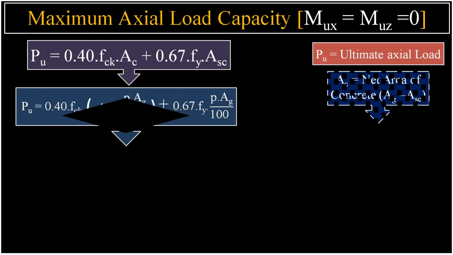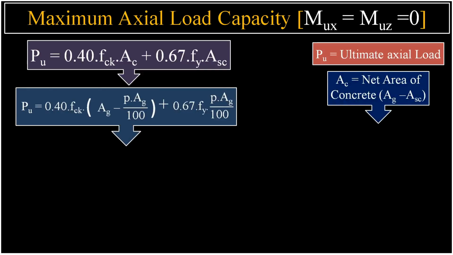Now focus on the substitution of AC. Here, AC is the net area of concrete, which is the gross area AG minus the area of steel ASC. By substituting this relationship into the equation, we get a new expression for PU. It equals 0.40 FCK multiplied by the bracket AG minus ASC, plus 0.67 FY times ASC.